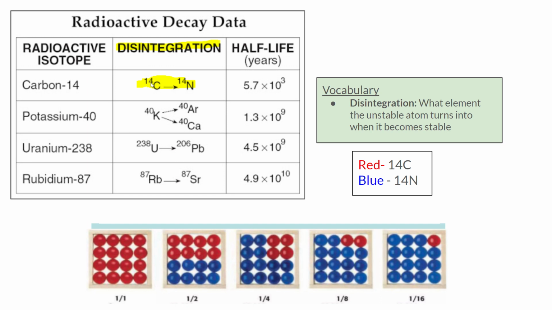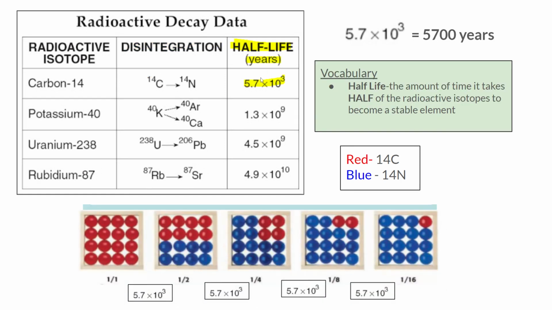For instance, carbon 14 is unstable. When it becomes stable, it turns into nitrogen 14. In my previous example, remember red was unstable and blue was stable. In this case, all these red atoms are carbon 14, and they're all unstable. When half of it becomes stable, blue, that blue is actually nitrogen 14, the stable version of carbon 14 when it loses a proton. So that's what we mean by disintegration product: the stable product that forms. Finally, the last column shows the half life. How long does it take for half of my sample to become stable?